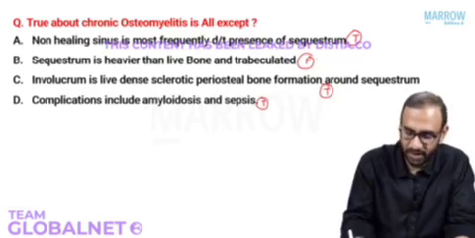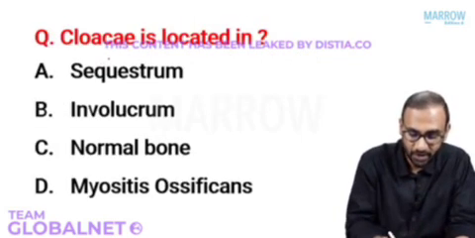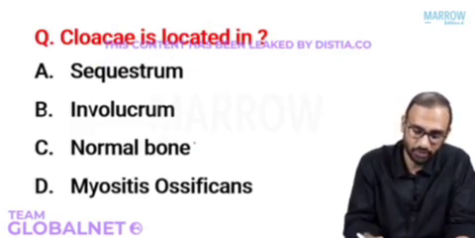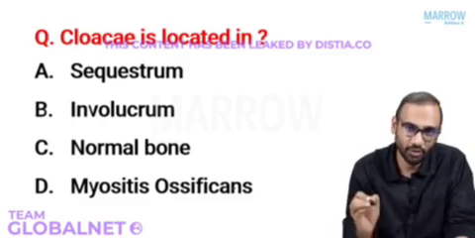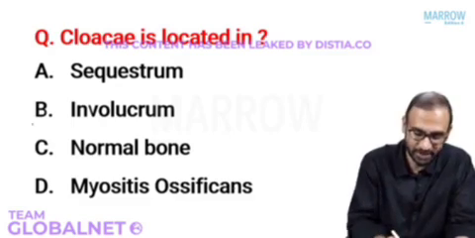Yes, they include amyloidosis and sepsis. So the answer here is B. Next, cloaca is located in the sequestrum, involucrum, normal bone or myositis ossificans. Cloaca is the opening in the involucrum through which the pus drains out. Right. So it's in the involucrum.